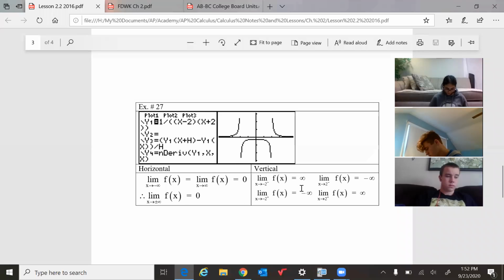Vertical asymptotes are -2 and 2. So as you go to -2 from the left, it's going up. -2 from the right, it's going down. Therefore, the limit as x goes to -2 does not exist. You can't write it in one expression because these two aren't equal. And the same thing's true over there.